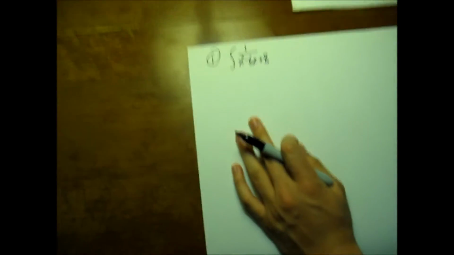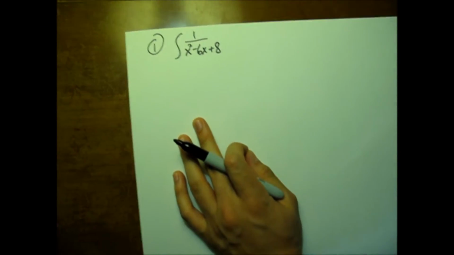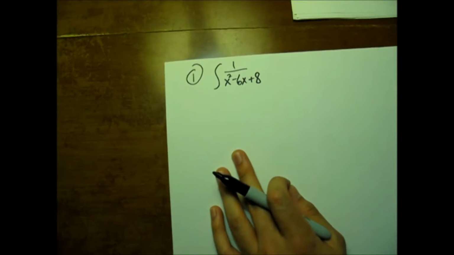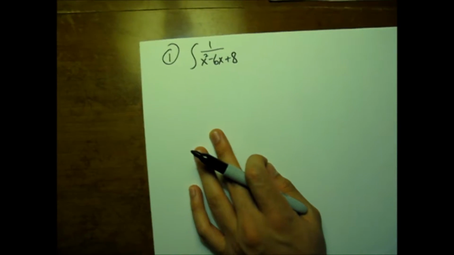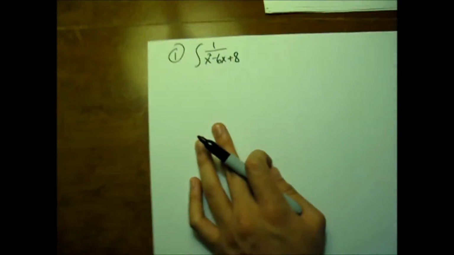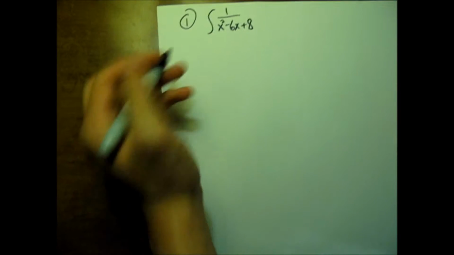And today we're going to teach you integration by partial fractions. So let's get down to it. So we have our first problem, the integral of 1 over x squared minus 6x plus 8. And you can't integrate this using any traditional methods. This is an advanced integration method that we're going to teach you.